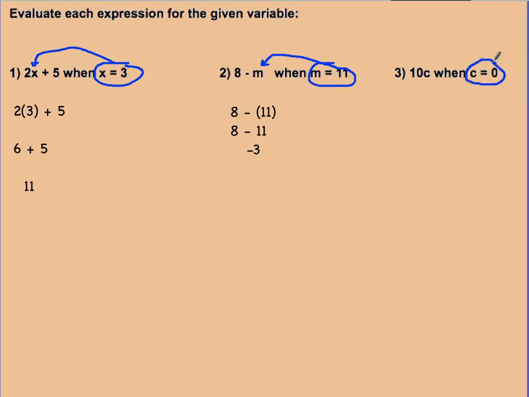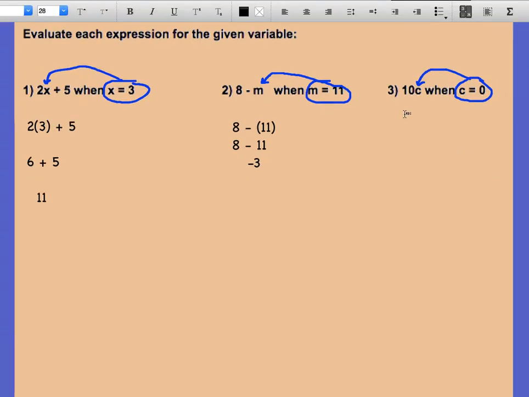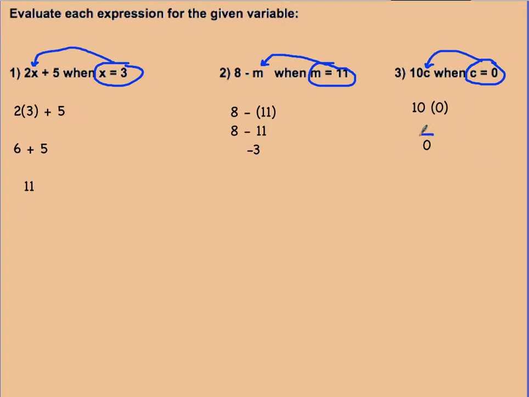Last one here. Evaluate this when c equals 0. So 10 parentheses 0. That means 10 times 0, we get 0. If you'd like to, you can circle your final answer for each one. All right, let's check out some equations now.